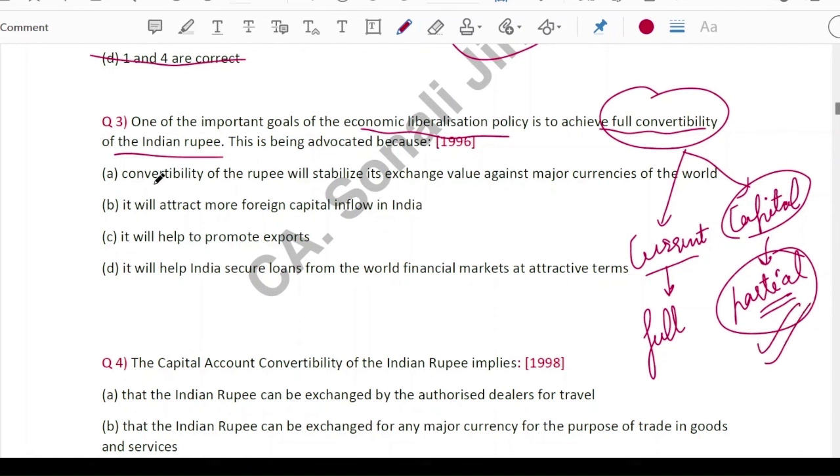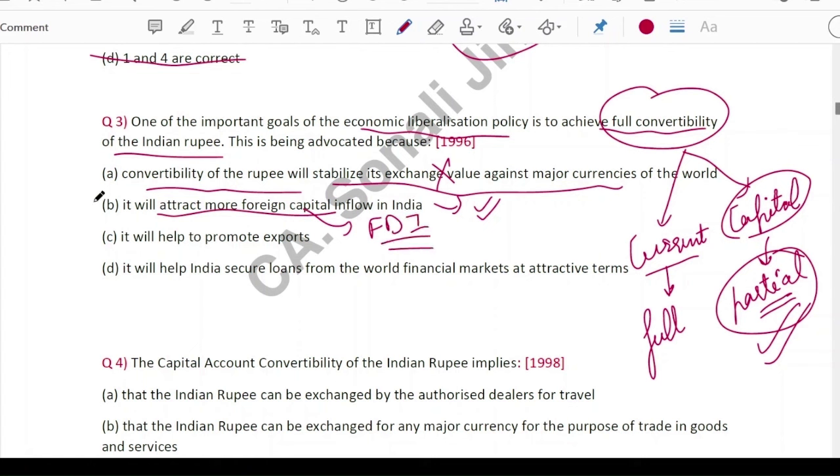Let's read the first statement. Convertibility of the rupee will stabilize the exchange value against the major currencies of the world. If full convertibility happens, rather it will destabilize the value of the currency, because it will become convertible much faster. For example, if there is full convertibility for FDI, what does it mean? Outflow will become very easy, so it will rather destabilize the exchange value. So, the first statement is wrong. Second statement, it will attract more foreign capital inflow in India. Yes, this is true, because it will result in full capital account convertibility. So, this is FDI. The answer is B.